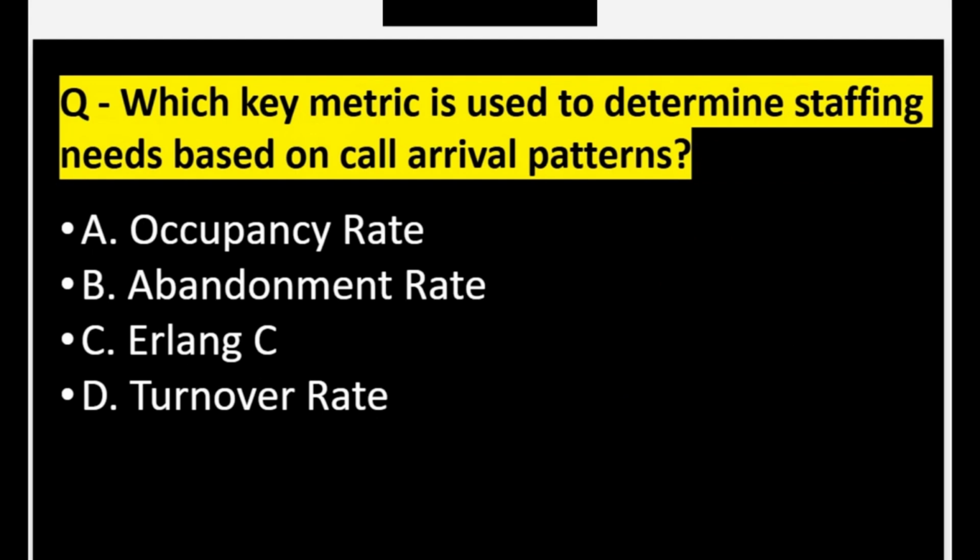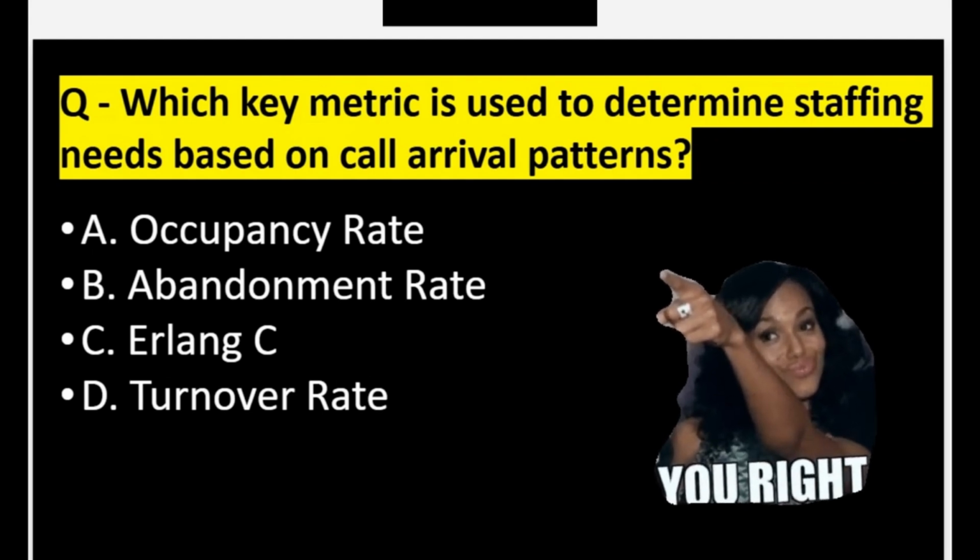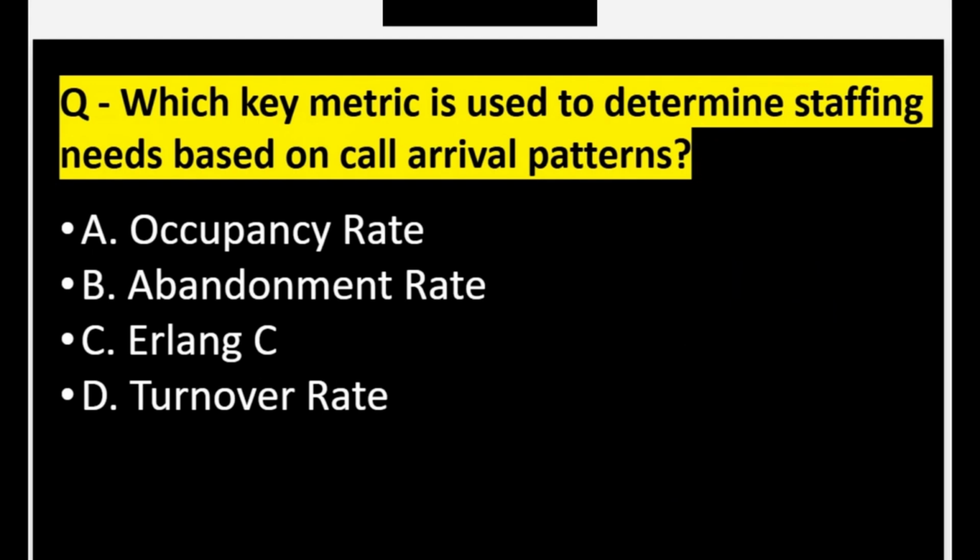The answer to this question is option C, Erlang C. I'm sure that people who are working in workforce management must have heard about Erlang C. Erlang C basically depends on three things: how many agents are available, how many calls are waiting, and what the average time to handle the call volume is. With the help of Erlang C, you can find out the staffing needs based on the call arrival patterns. So you need to have a very clear understanding of what kind of call arrival patterns you have, and on the basis of that, the number of resources or agents required to handle the incoming workload.